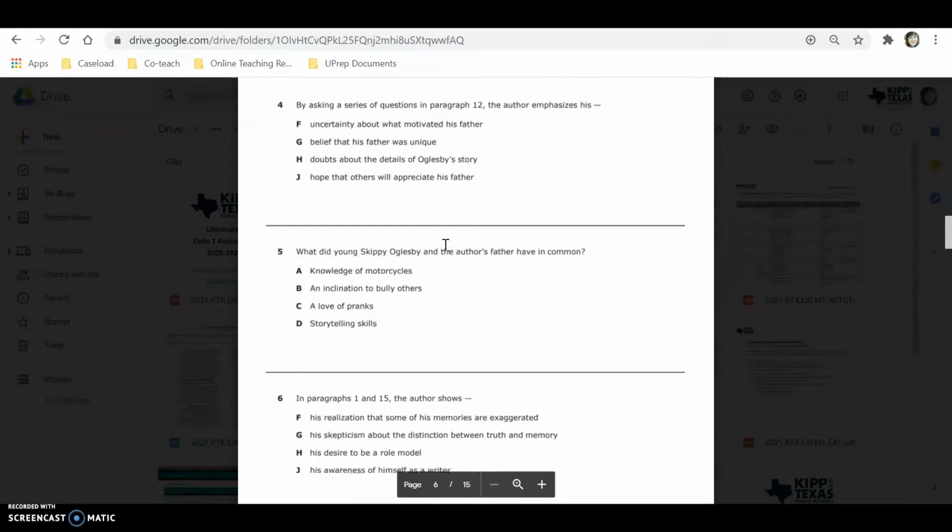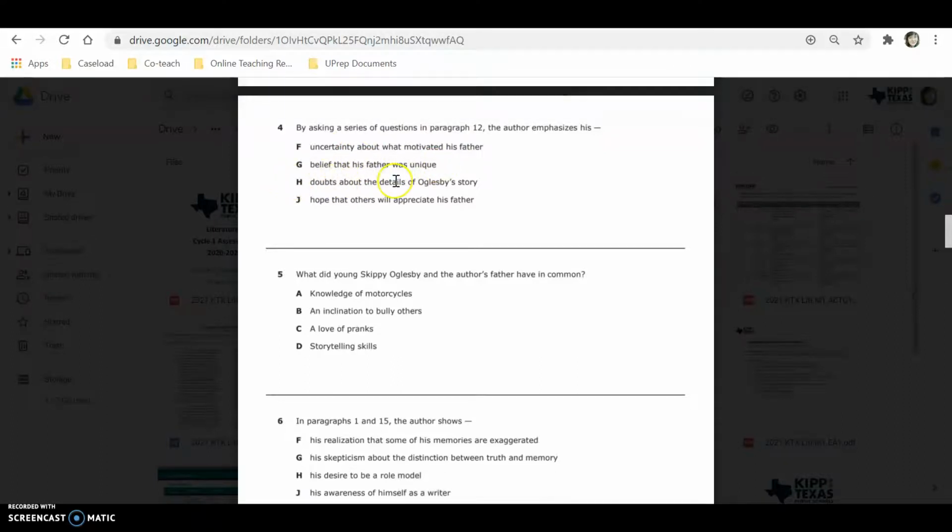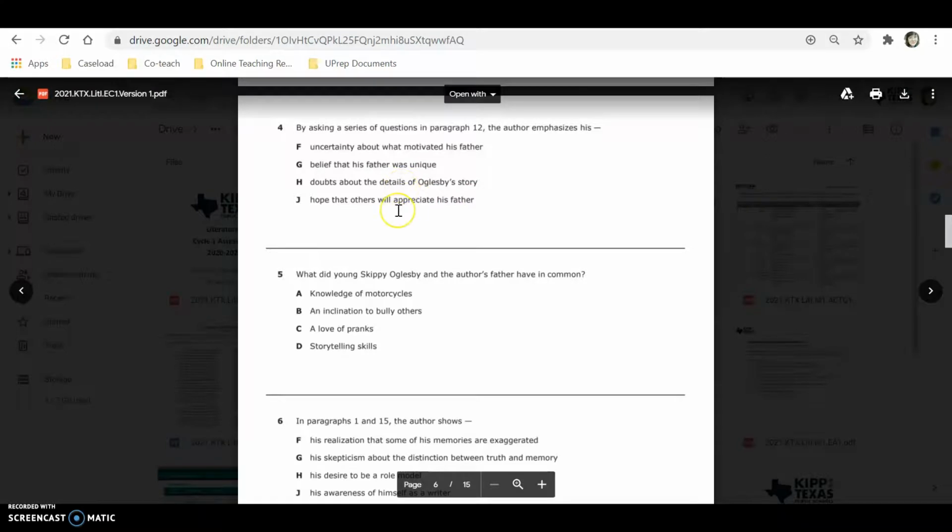Okay, now let's go back to our question now that we've reread those. So by asking a series of questions in paragraph 12, the author emphasizes his blank. F, uncertainty about what motivated his father. G, belief that his father was unique. H, doubts about the details of Ogilby's story. J, hope that others will appreciate his father. Pause this video, answer your question in Illuminate, and come back.